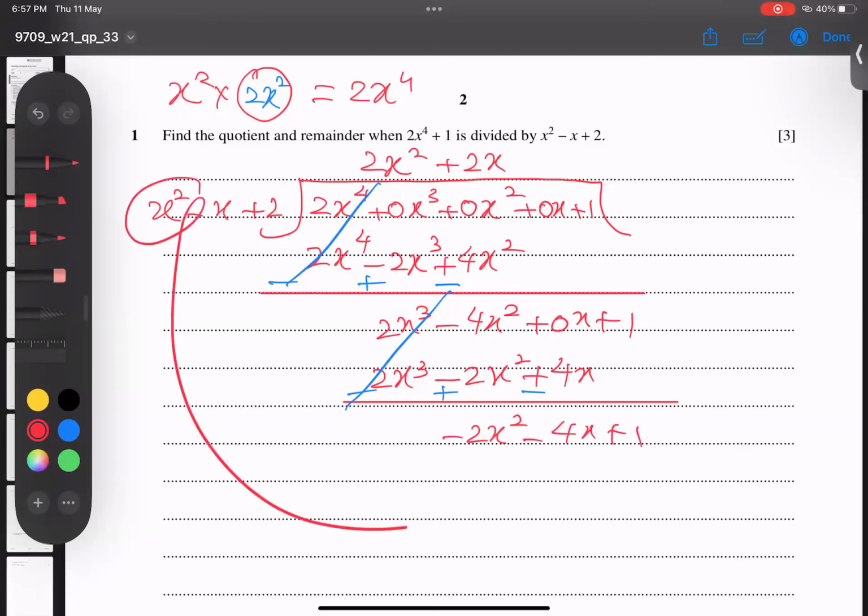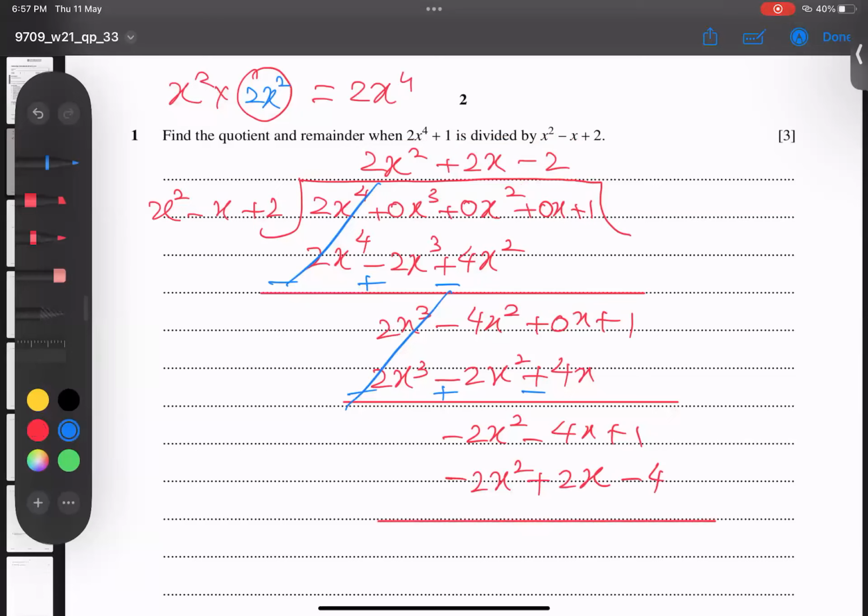So this multiplied by what gives you this answer? Negative 2. I repeat again, negative 2. Negative 2 into this, I get negative 2x squared. Negative 2 into this, I get plus 2x and negative 4. So finally, I will change the signs and this will cancel out, and negative 6x and plus 5. This is the remainder I get.